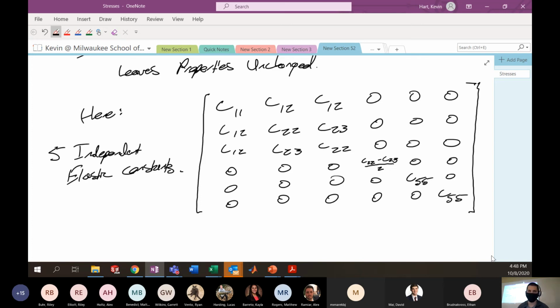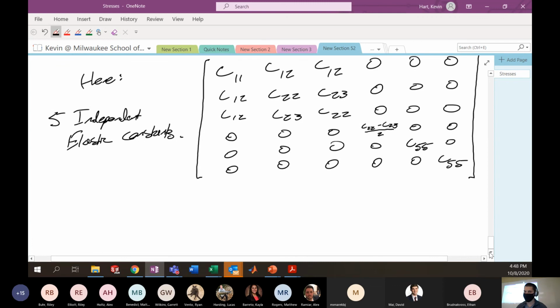They don't appear here as E1, E2, nu 1,2, etc., but you can write the entries in this particular stiffness matrix using those engineering constants that you know. We're working towards that right now, but I just generally want you to understand that there are 5 independent elastic constants here. So an example obviously is a unidirectional composite.